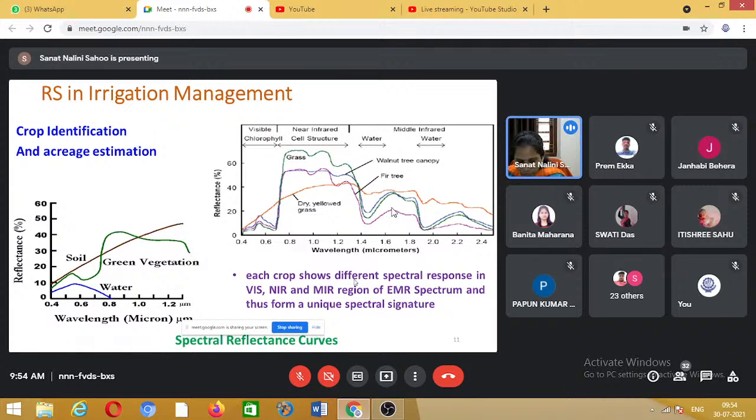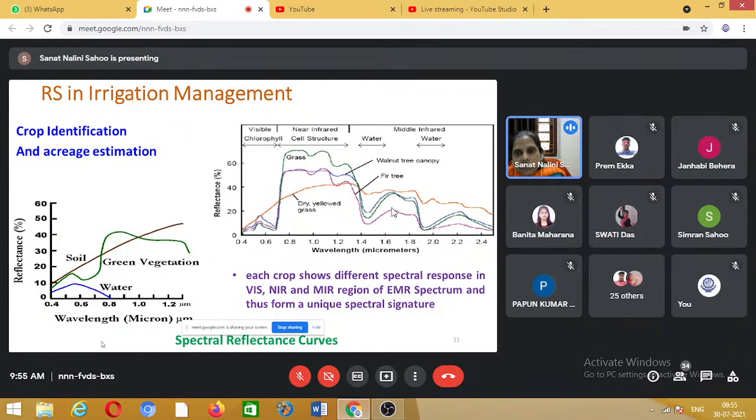Then coming to remote sensing in irrigation management. This is a very important application of water resources engineering, by which we get the maximum use of remote sensing inputs. Let me fundamentally tell you, as we have discussed in previous discussions, depending on the characteristics of a land feature, whether it is vegetation, a building, or a water body, the reflectance value will vary.